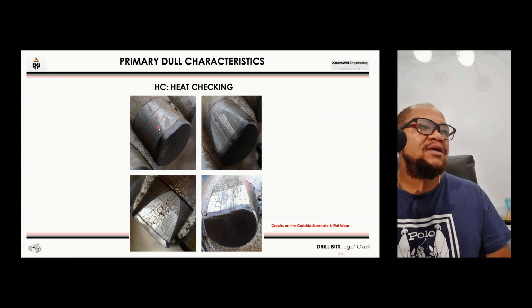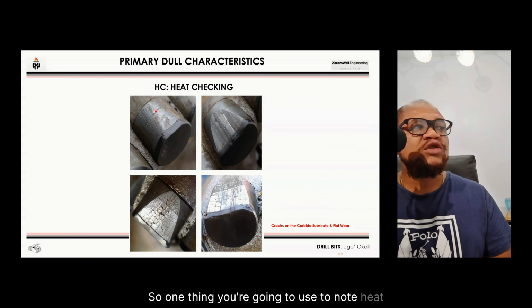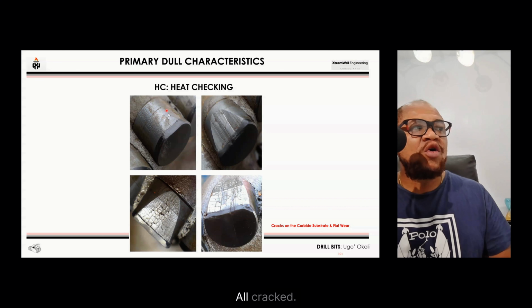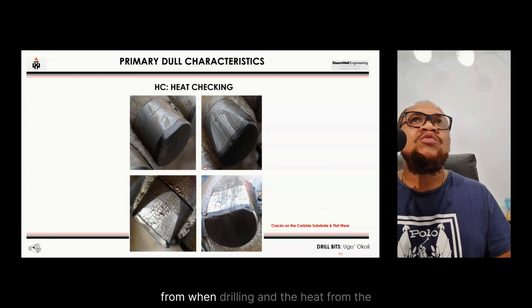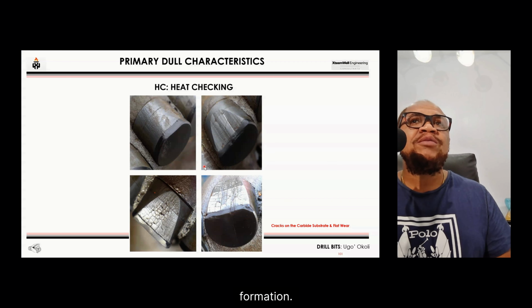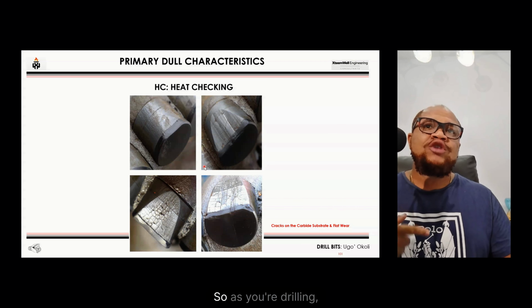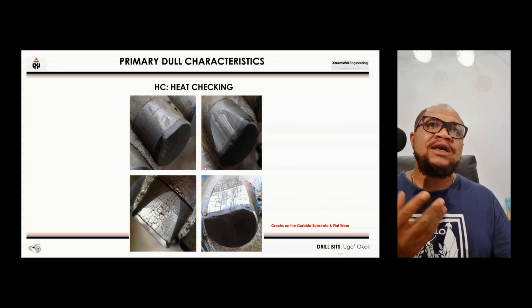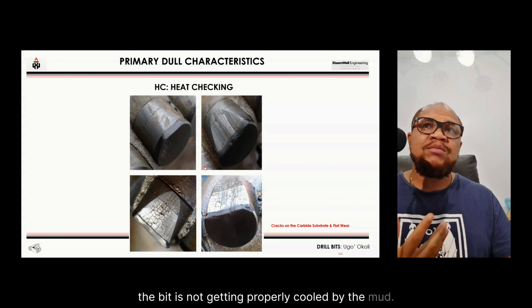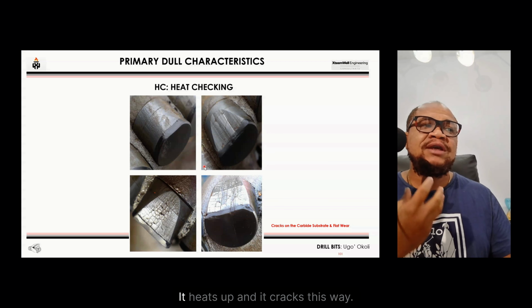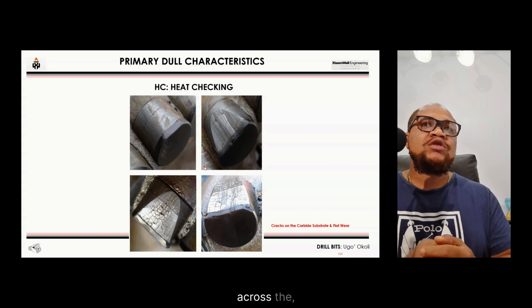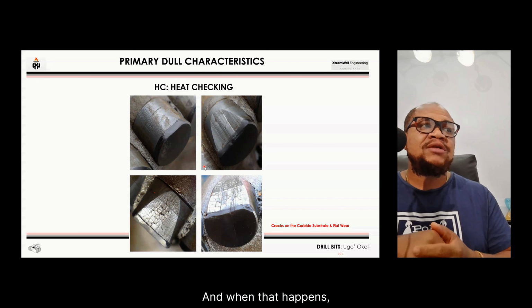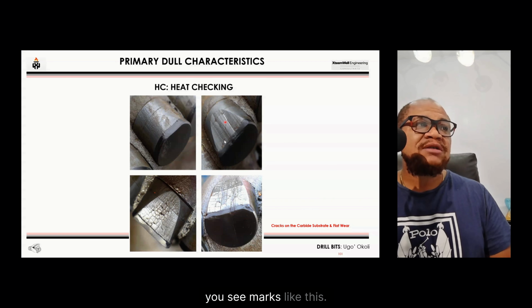Then you have heat checking. One thing you're going to use to note heat checking is that you see it's all cracked. It's one cutter, but you have multiple cracks, and this clearly comes from the heat due to friction when drilling. As you're drilling, the bit is not getting properly cooled by the mud. Because it's not getting properly cooled, it heats up and cracks this way. It heats up due to the friction of the bit rubbing across the formation while you drill, and when that happens, you see marks like this.